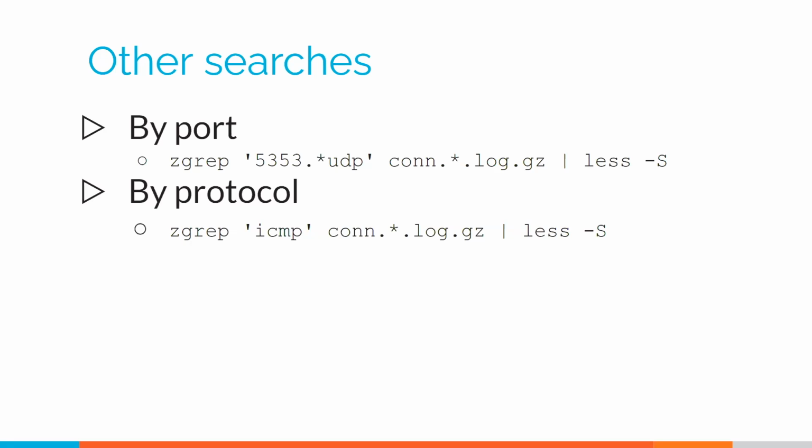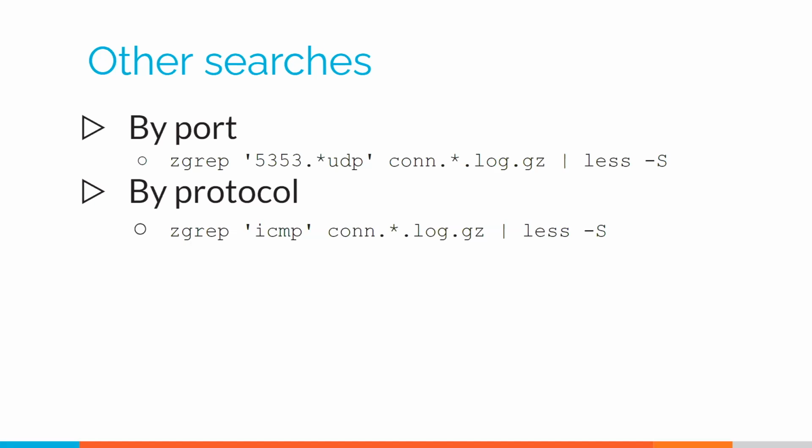But I can look for that with zgrep, space, the number of the port I care about, and I put a dot asterisk saying I don't care what characters come in the middle between this and UDP. I want to see any lines where there's 5353 and UDP following it anywhere in the conn logs. And this will do that search. So that will show you all LLMNR or mDNS queries in your logs.